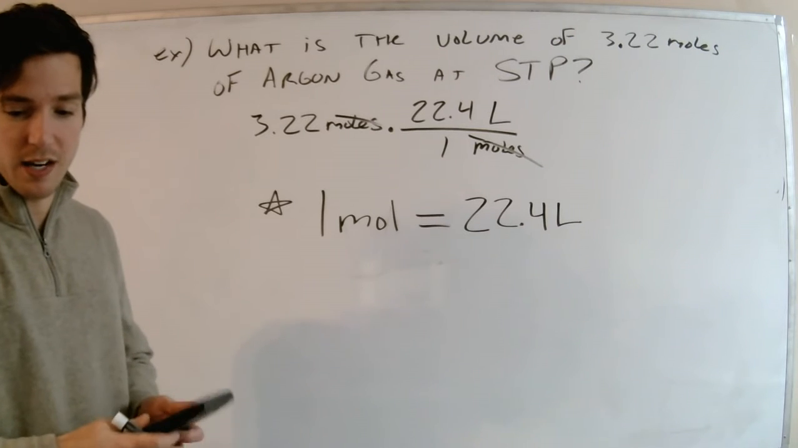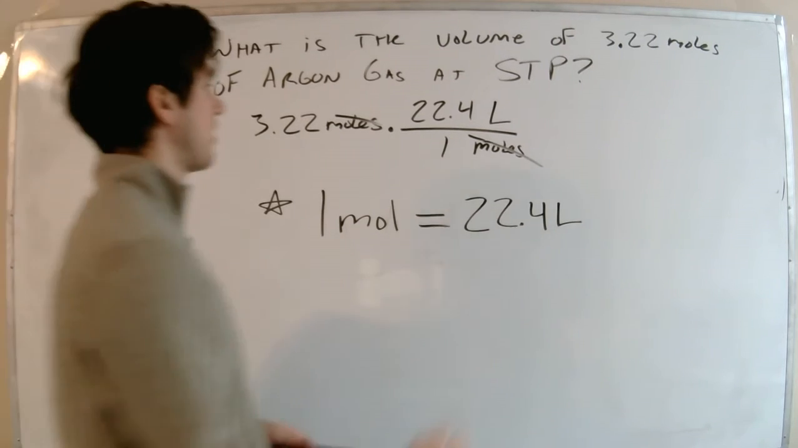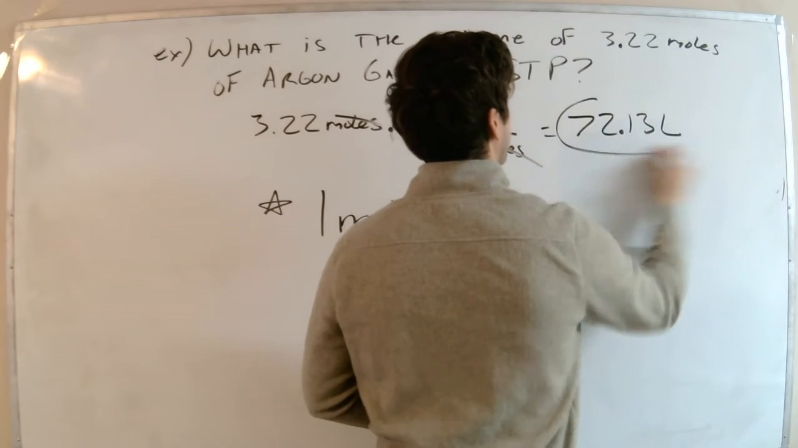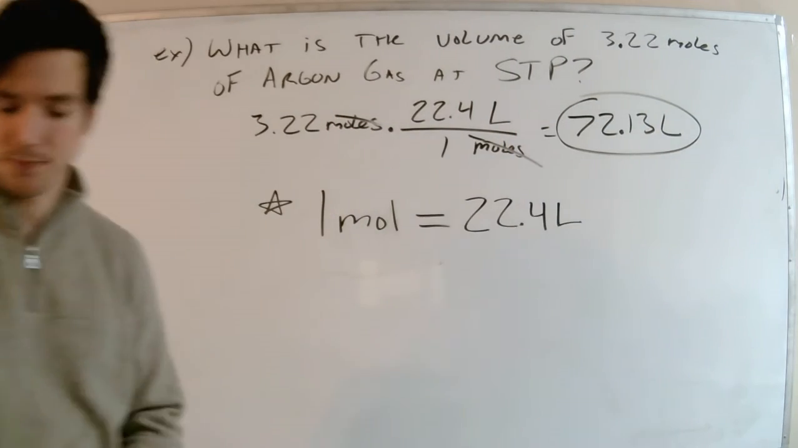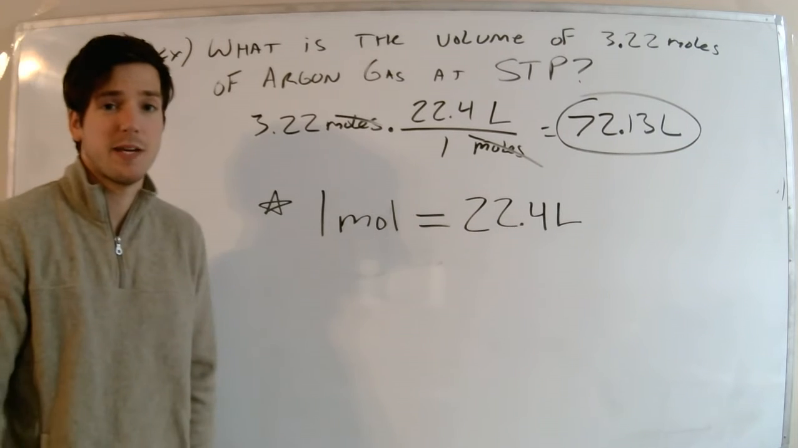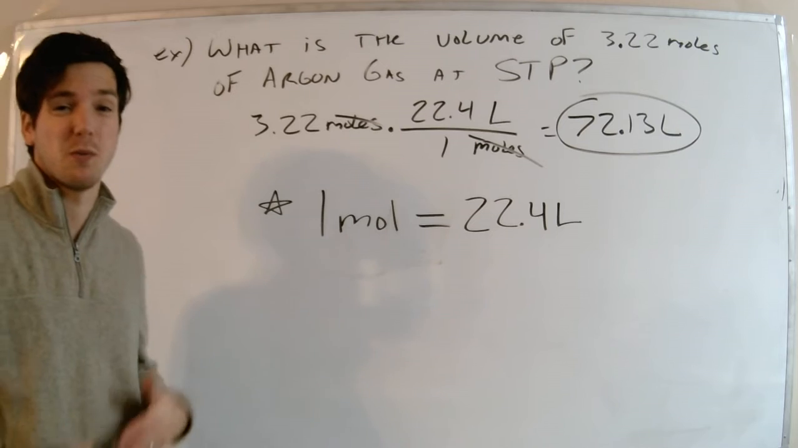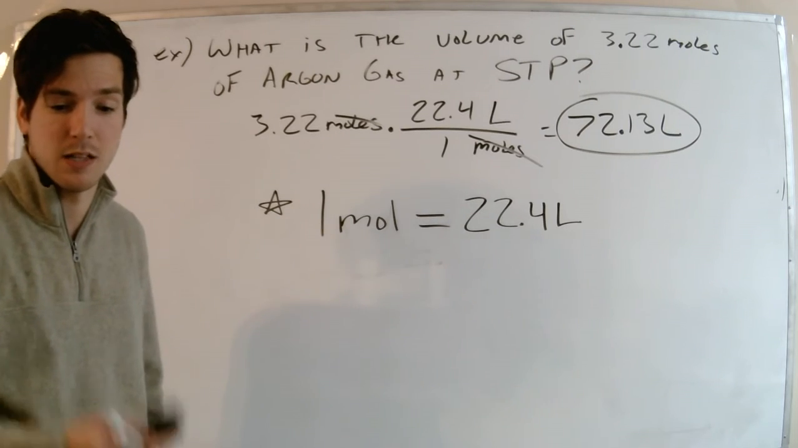So I'll go ahead and I'll do that in my calculator. Actually, I have it written down already, so I'll just say it is 72.13 liters. Okay, that's all STP is. It's pretty simple. It's just one more conversion. It's just when we're dealing with gases and volume. Let's do another one.